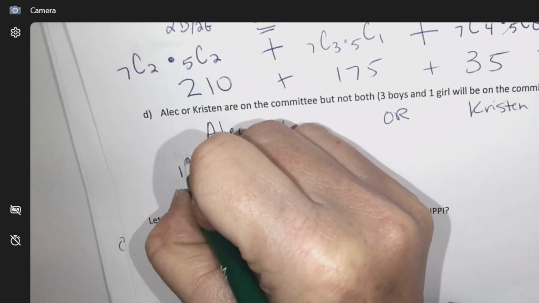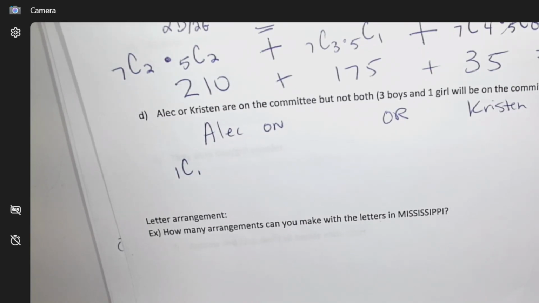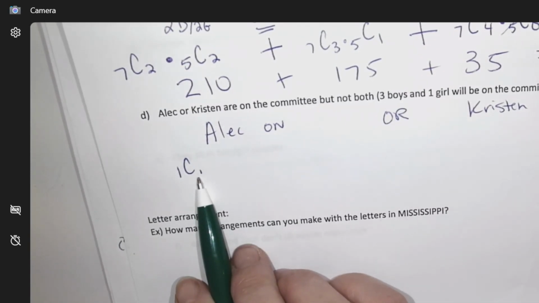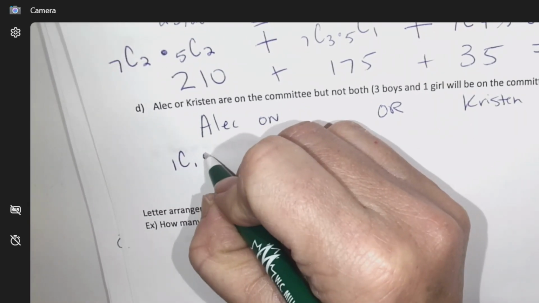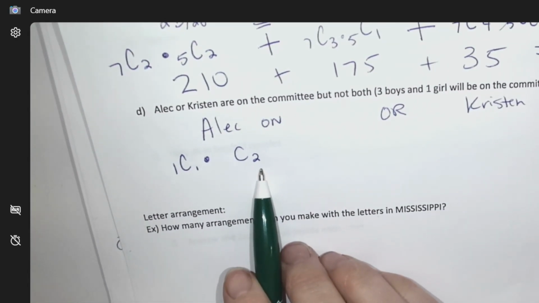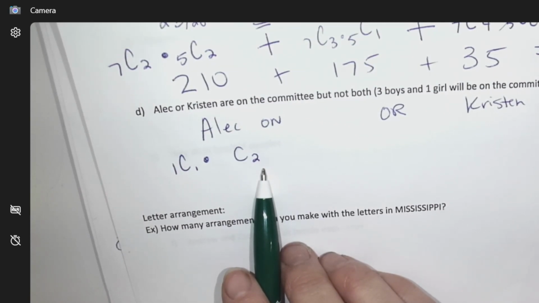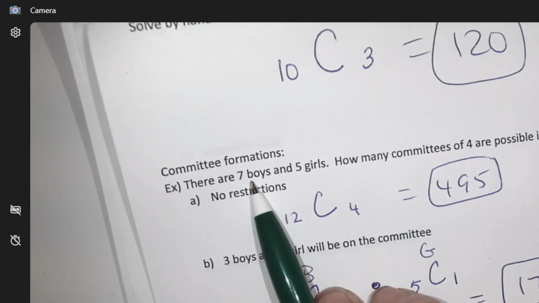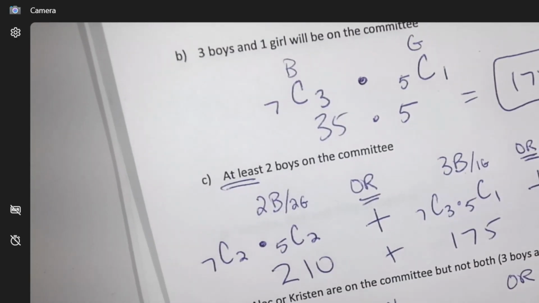Okay, so if Alec is on, that's Alec, choose Alec. So I need to put 3 boys on this committee. All right, I already have Alec on there, so I already have a boy on there. So I still need 2 more boys, right? So still need to choose 2 more boys, but how many options do I have available for the boys? I don't have 7 anymore, because why? Because Alec is already on this committee, so he's not an option anymore. So 6.